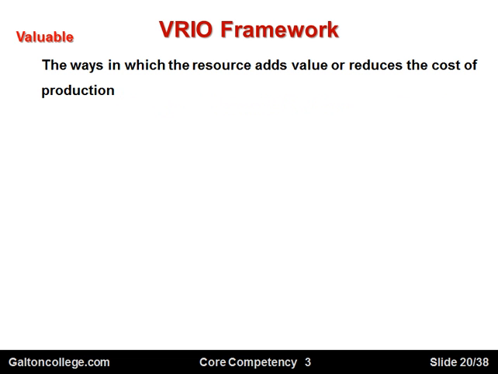The first one is a V for valuable. The ways in which the resource adds value or reduces the cost of production. So a resource is valuable if it adds value. In other words, if there is profit in using that resource, if it's advantageous to use the resource, or if it reduces costs significantly. So is the resource valuable?